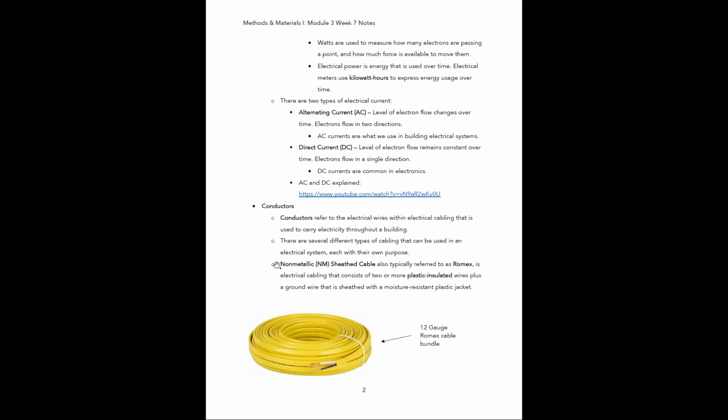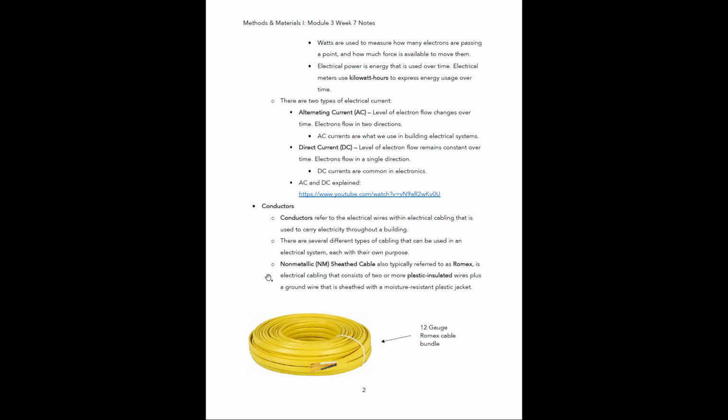All right. So there are different types of cabling that can be used in an electrical system, and each of them has their own purpose. Non-metallic, or NM, sheathed cable. This is going to be your most common type that you're going to be seeing. It's also typically referred to as Romex. That's kind of the industry standard name for it. So if you hear somebody saying the word Romex, they're talking about this type of cabling.